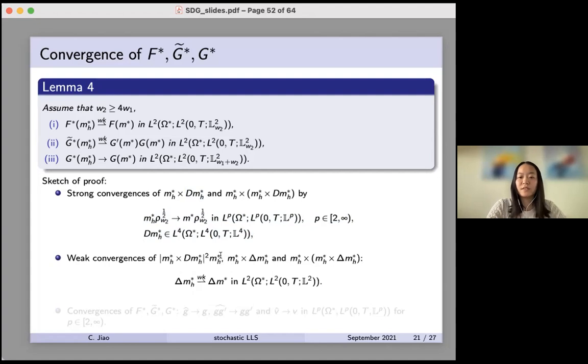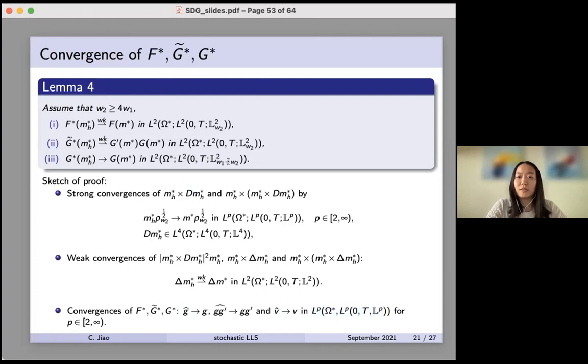For weak convergence for high order terms like dm squared and cross products with the Laplacian, we'll use the weak convergence of the Laplacian directly in L2 without necessarily using integration by parts. Then passing the convergence to the functions, we just need to show that those coefficients, real valued functions g hat, g prime hat, and v hat, which are the piecewise constant interpolations of the original functions g, g prime, and v, converge strongly in LP.